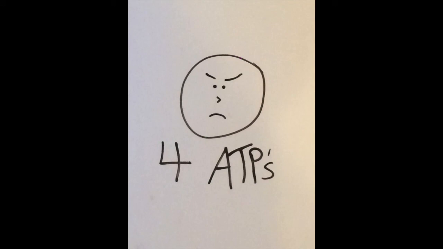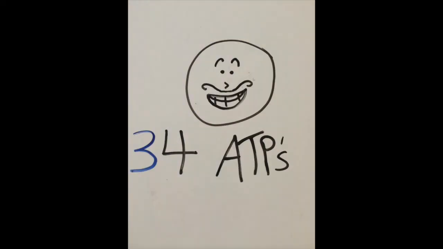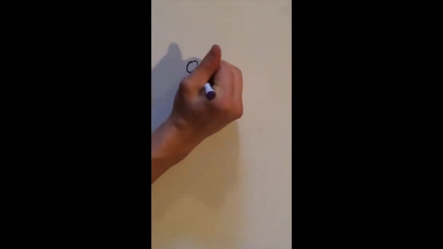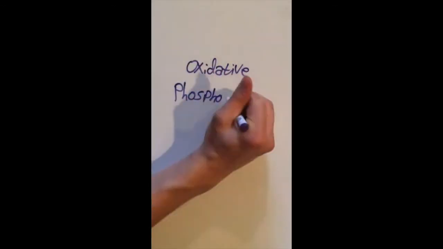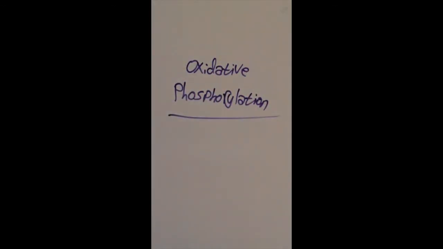Remember before how we made only 4 ATPs from glycolysis and the Krebs cycle combined? Well, the electron transport chain can be used to make up to 34 ATPs. Another common name for this process is oxidative phosphorylation.